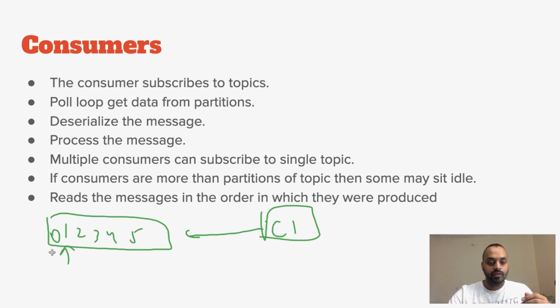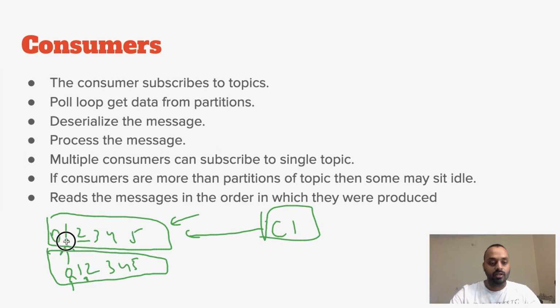If it is reading from multiple partitions, it might first read 0 from this one, 1 from this one, and then 0 from the other, 1 from the other. All the messages within a partition will be ordered: 0 will be processed before 1, 1 before 2. But we cannot guarantee that this 1 will be processed before the 2 from the other partition. We have thoroughly discussed this in our producer video. You can find it in the I button.